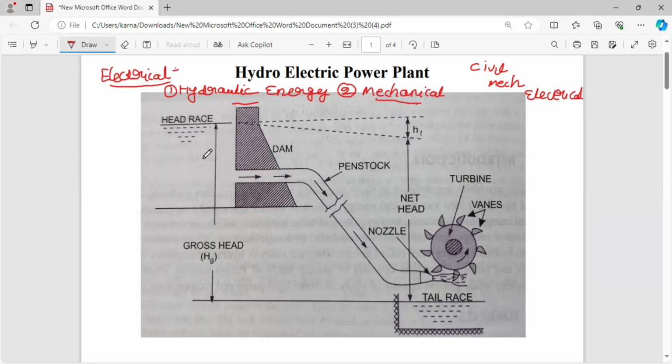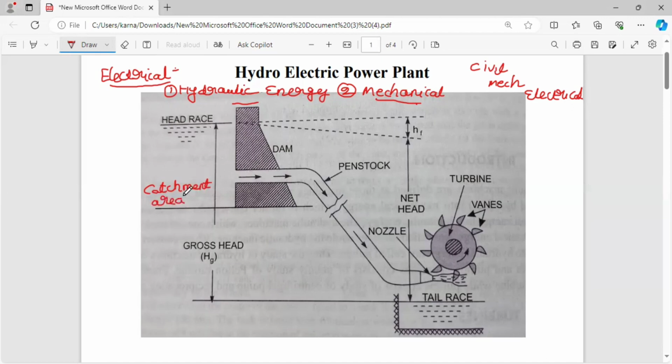Now look at this diagram. This is the basic structure for a hydroelectric power plant. If you observe the components, here we are having the initial component, which is the catchment area.